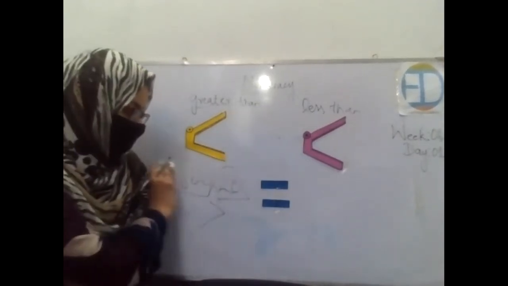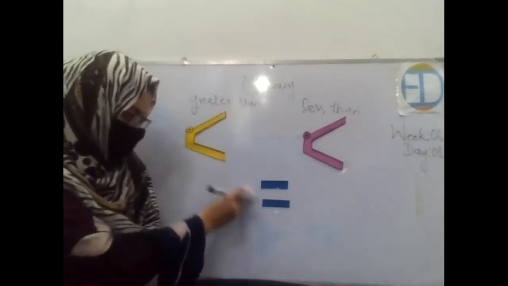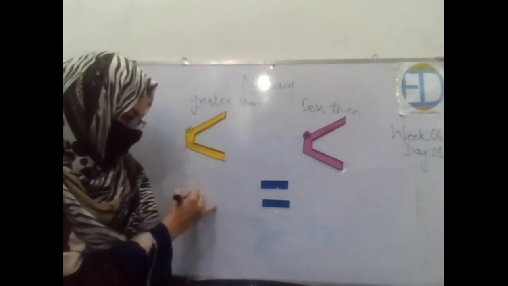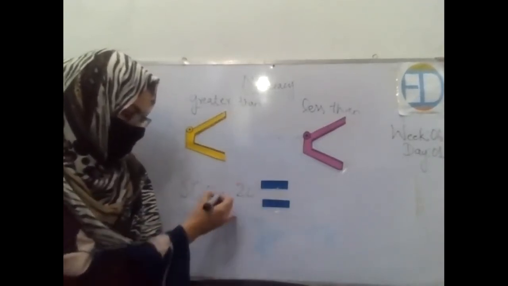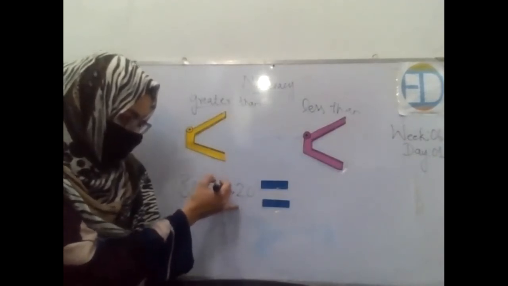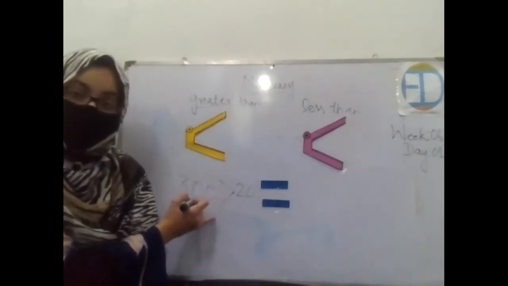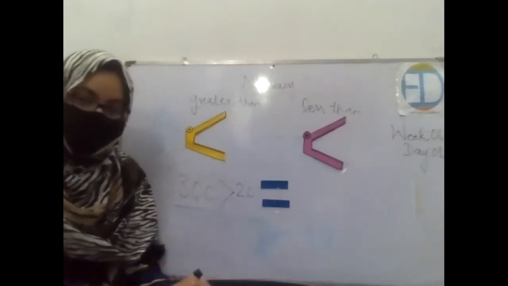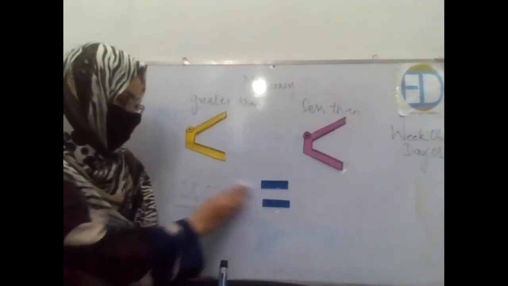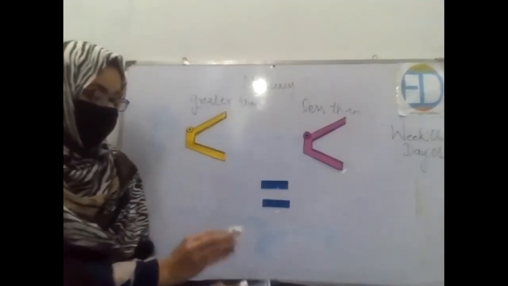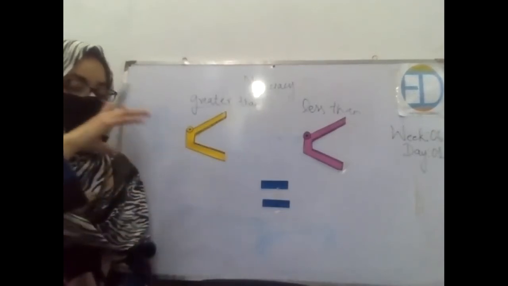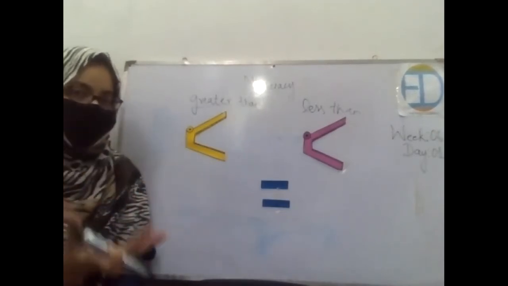So now if we write these numbers again and tell which number is greater than the other, 300 over there and 20, which is greater? This. So see, the open part, or the open mouth of the crocodile, is toward the greater number. Got it? Now I'll be giving you a few numbers. Write them in your notebook and use the greater than, equal to, or less than signs for them.